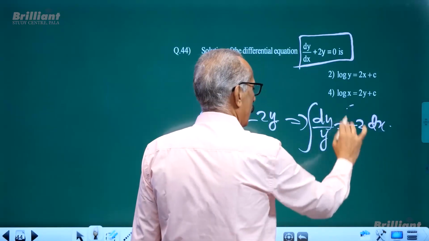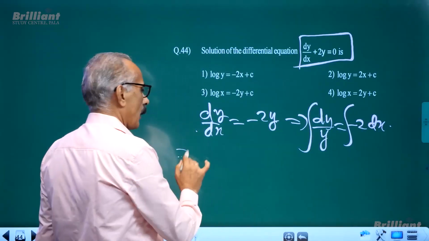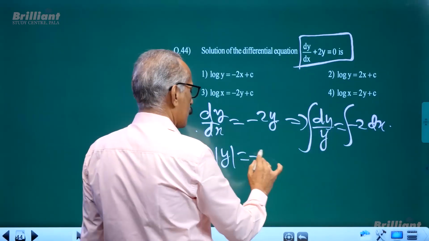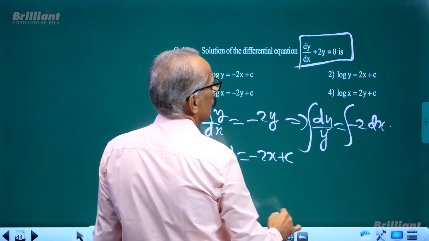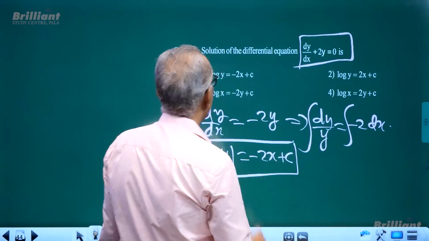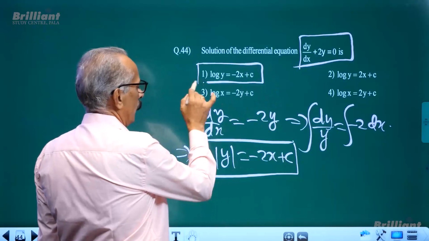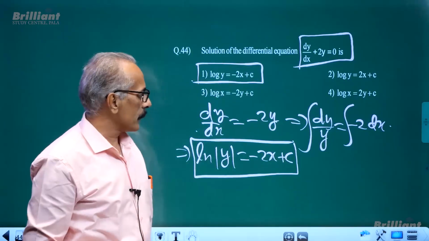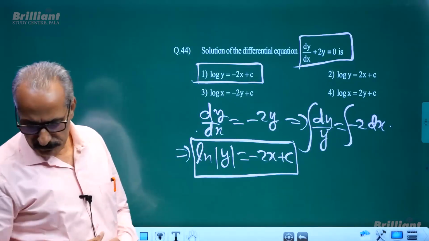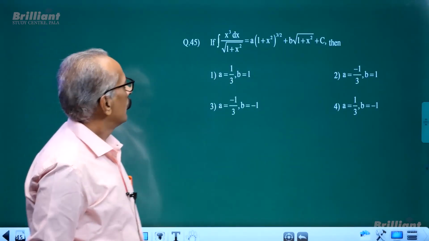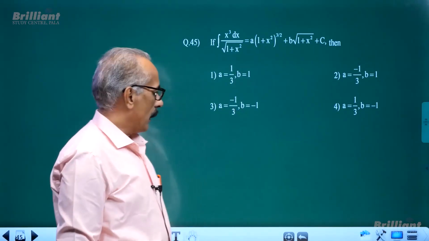So integral of dy by y is logarithm of y, equal to integral of minus 2 dx, which is minus 2x plus c. Your answer: log y is equal to minus 2x plus c. Log y, natural log, that is to the base e. That is 144. Your answer is 1. Correct.